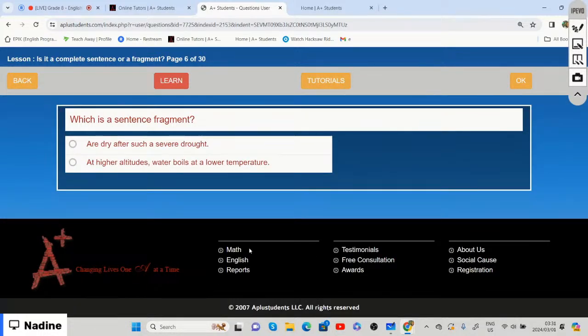We need to say which is a sentence fragment. Are dry after such a severe drought, or at higher altitudes, water boils at a lower temperature.